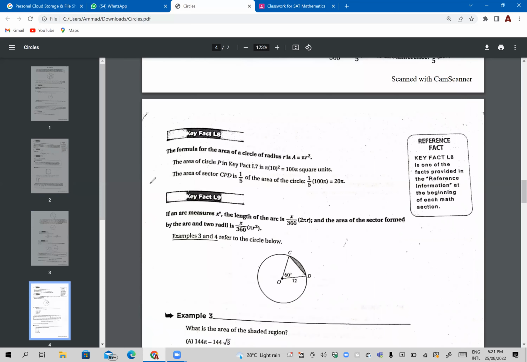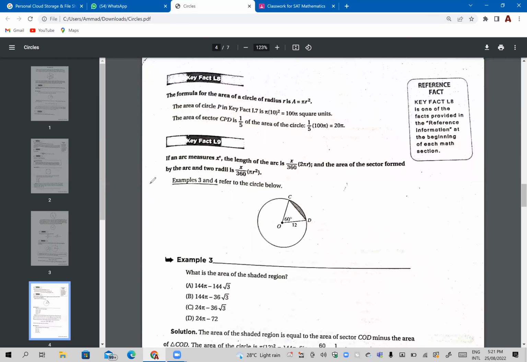Another key fact: area of a circle is pi r squared. This is another important formula that you should know. Besides this, let's look at this fact. If an arc measures x degrees, the length of the arc is x over 360 times 2 pi r.